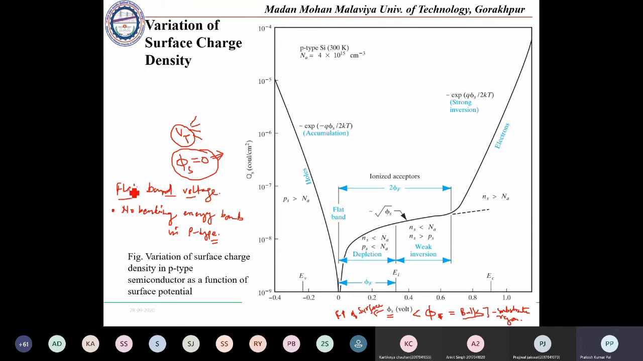At this point, whatever forward bias voltage VGS we have applied at the gate, the forward bias voltage at which phi of s is equal to 0 is called the flat band voltage. So this will be your flat band voltage, and at this point phi of s will be 0.